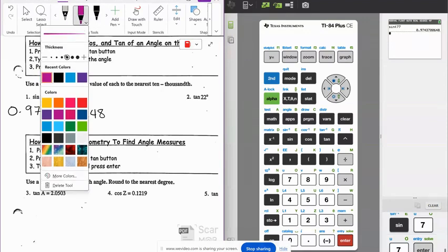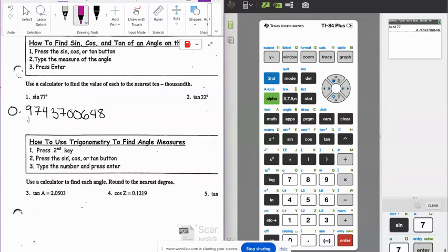Now, I want to round to the nearest 10,000th. Remember, after the decimal is the tens, then the hundreds, thousandths, 10,000ths. We're going to go one beyond that. So I'm going to the 100,000th.